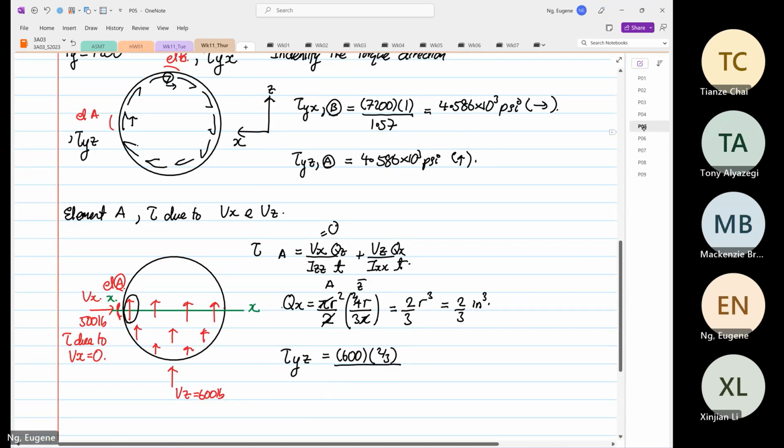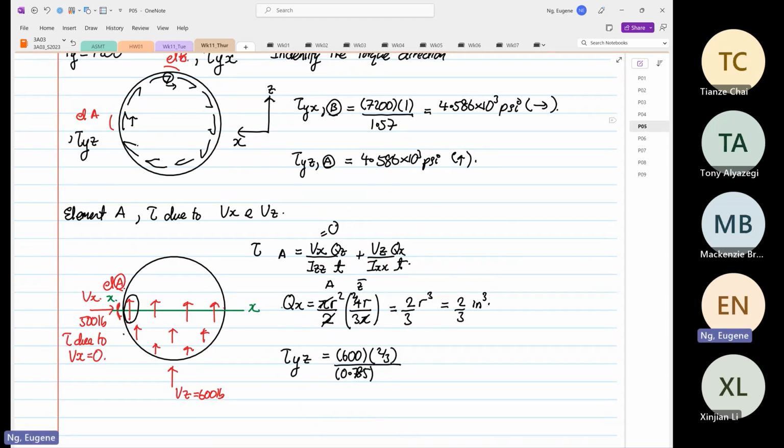0.785. And the thickness, okay, so this is the thickness now, is 2 inches. Because the radius is 1, diameter is 2. 600 times 2 over 3 divided by 0.785 divided by 2 is equal to 254.77 psi. Okay. So this is for element A.